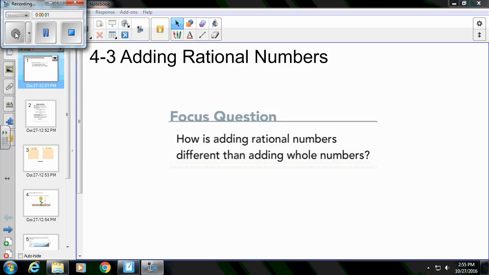Good afternoon. Today we are adding rational numbers. Our focus question: how is adding rational numbers different than adding whole numbers? Well, let's get right into it.